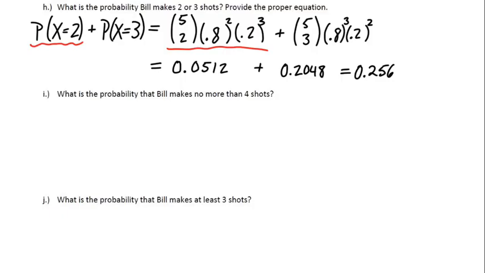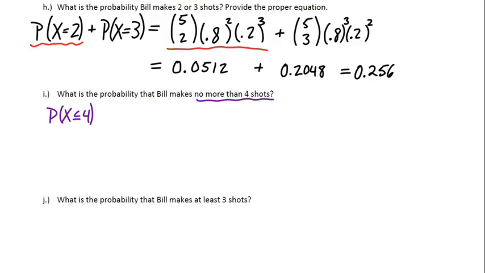Okay, and then without using the actual equation from the formula sheet, part I asks, what is the probability that Bill makes no more than 4 shots? So the notation for that would be X is less than or equal to 4. So you can't go above 4, but you could make 4.